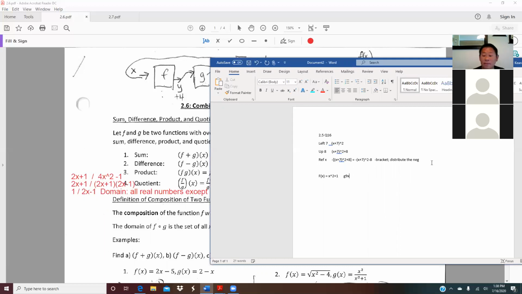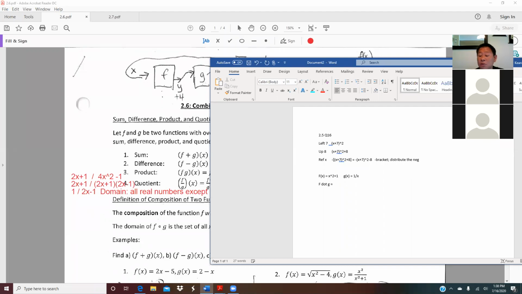And g of x is... let's do 1 over 3x. No, 1 over x, make it simple. So how do we find f∘g here?